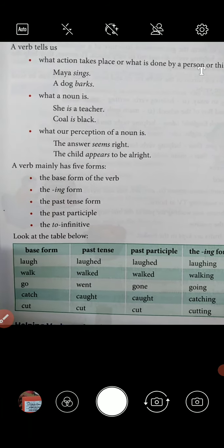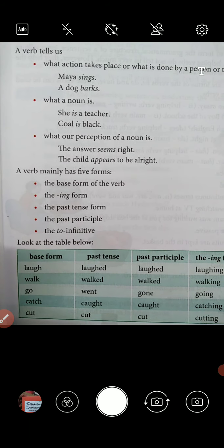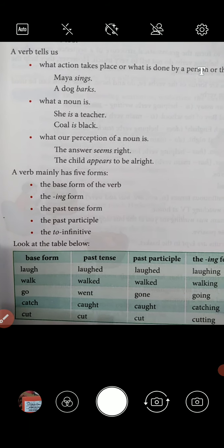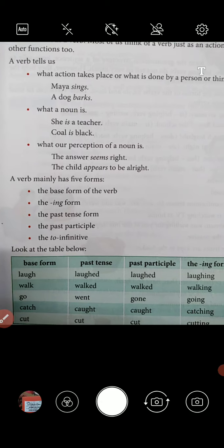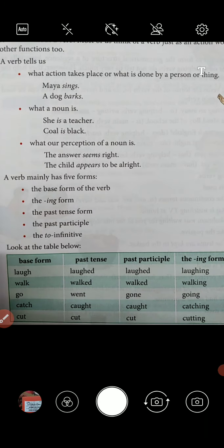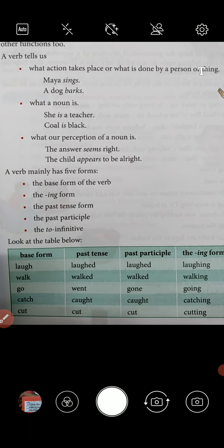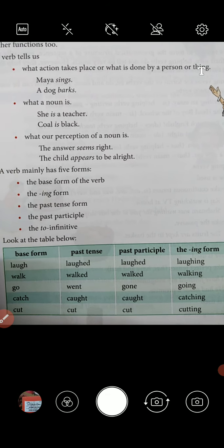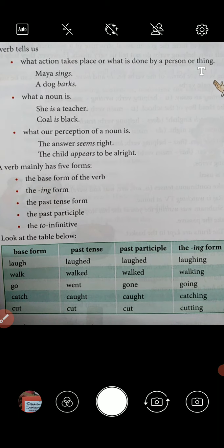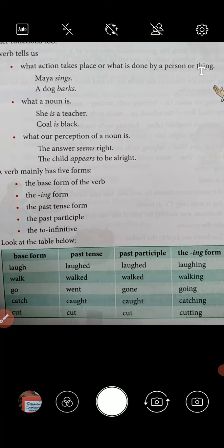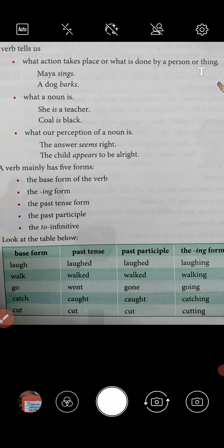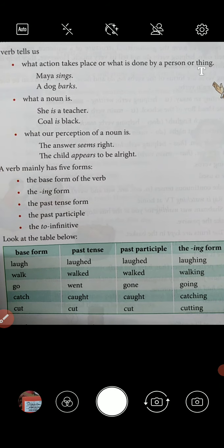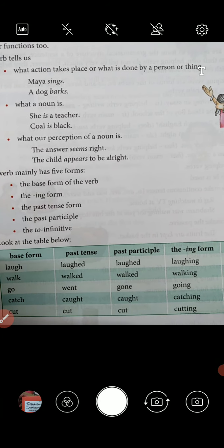Now the next word is cut. Cut means kapu. The past tense of cut is cut. And the past participle form of the verb cut is also cut. So, I cut the cake. He had cut the cake.